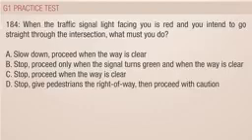Question 184. When the traffic signal light facing you is red and you intend to go straight through the intersection, what must you do? A. Slow down. Proceed when the way is clear. B. Stop. Proceed only when the signal turns green and when the way is clear. C. Stop. Proceed when the way is clear. D. Stop. Give pedestrians the right of way, then proceed with caution.